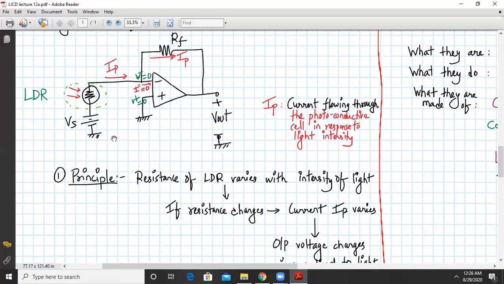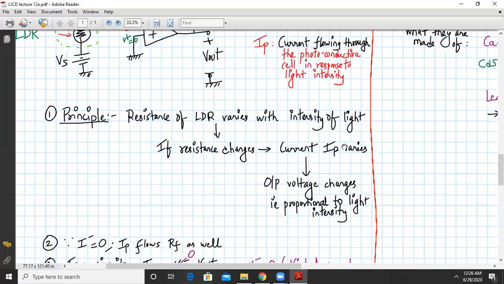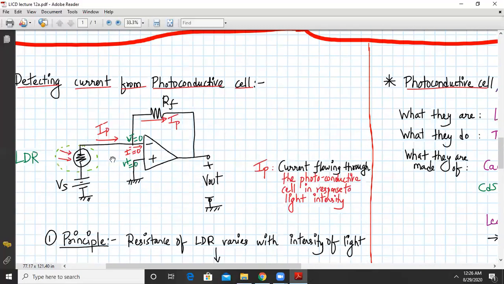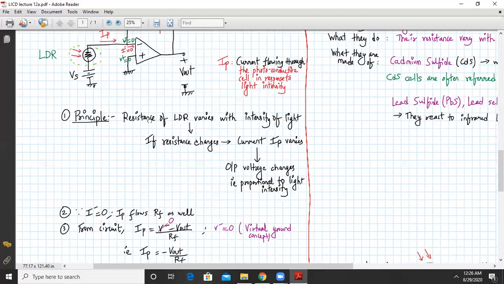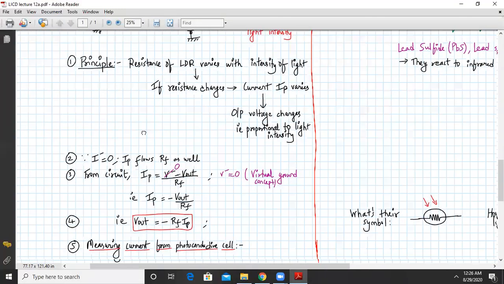So the principle is something like this. Principle of working: if the resistance of the LDR varies with the intensity of light, the current IP varies. And if the current IP varies, that is reflected in the form of output voltage change, which is proportional to the incident light. So from this diagram, I minus is 0. Here we have written IP flows through, actually here the words are missing. IP flows through RF as well. So that's what is missing over here. Don't worry, I will correct it.